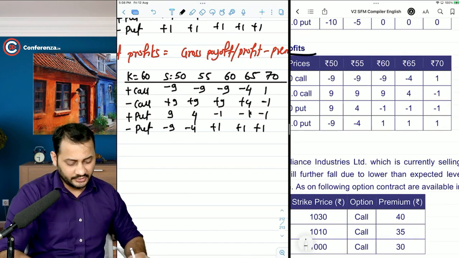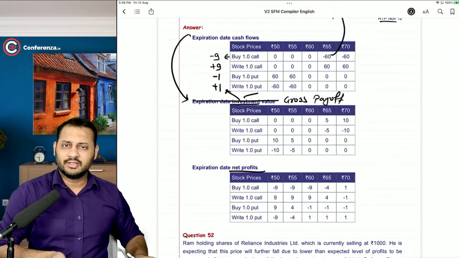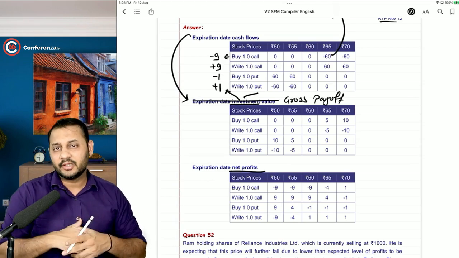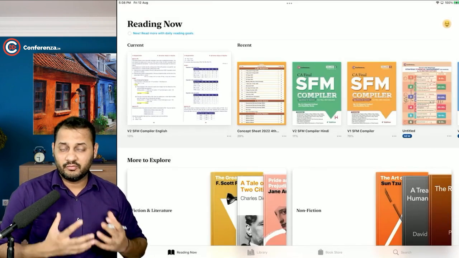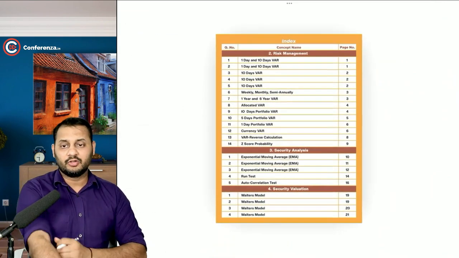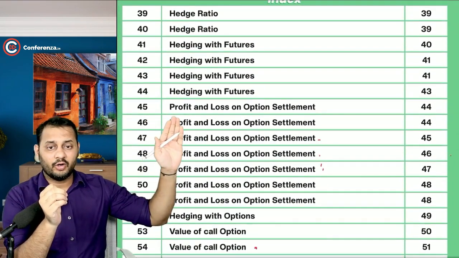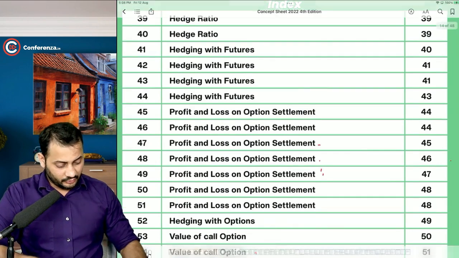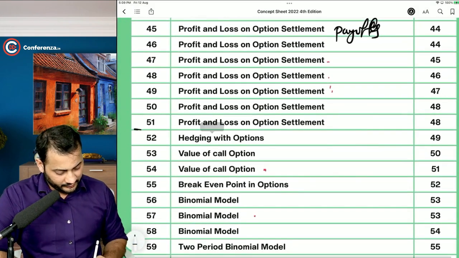Okay, everything is right. Okay, so do you understand this question? There is some ambiguity in the question, but we cannot help it. Okay, we are done with the payoff. From the very beginning of this options concept, we have been calculating in every question the profit and loss on option settlement. We also call it payoffs, right? And we are done with question number 51 as well.